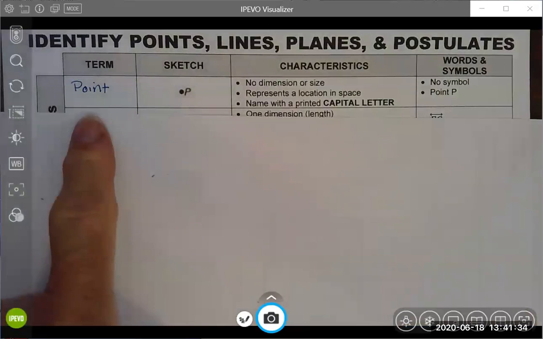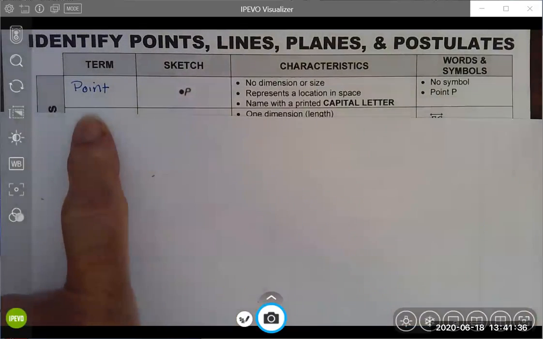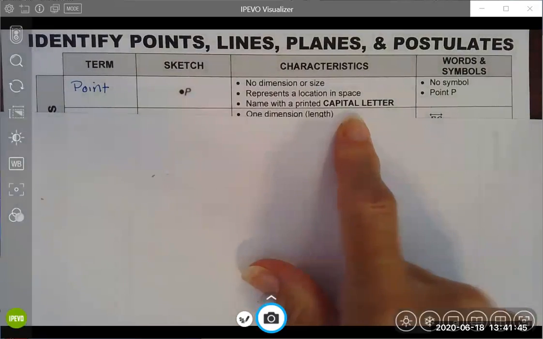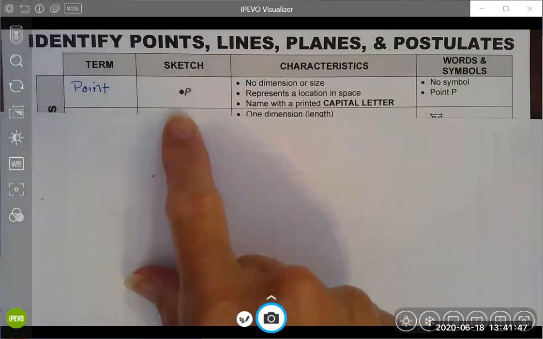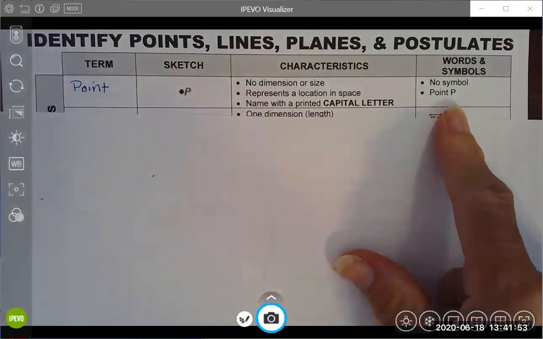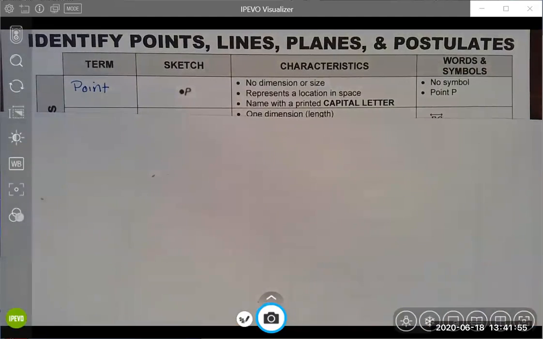The first term is something I'm sure everybody's familiar with. It's called a point. And a point has no dimension, has no size. It's just a point. We represent it with a capital letter. It's usually represented by a dot. This dot has dimension. It's thick because you couldn't see it if it wasn't. You just name the point. There are no special symbols associated with points.